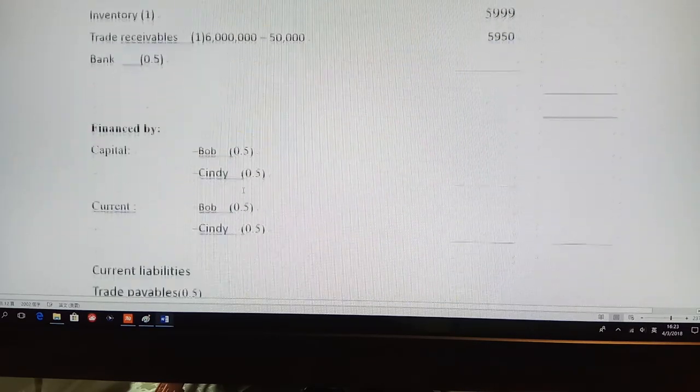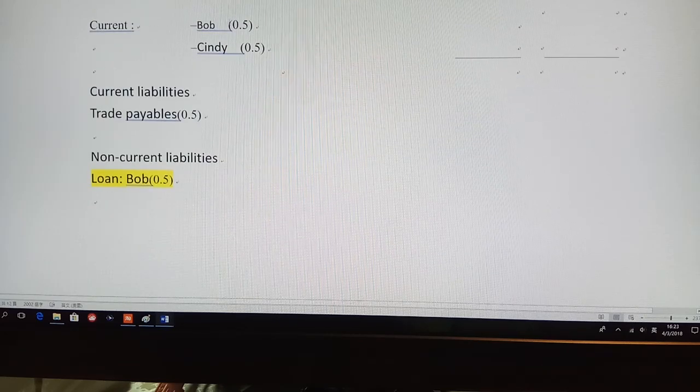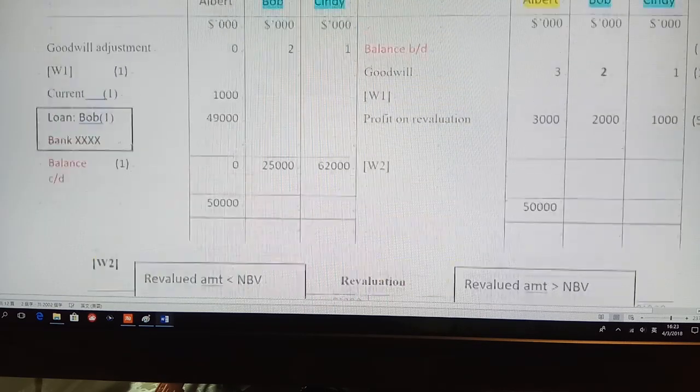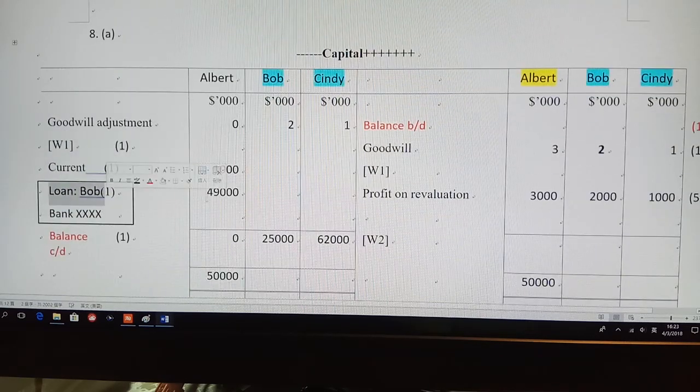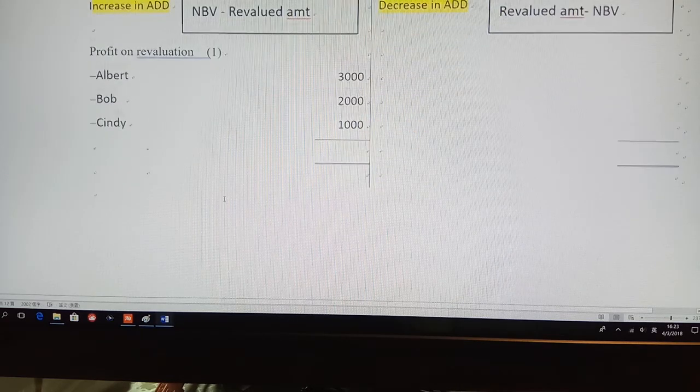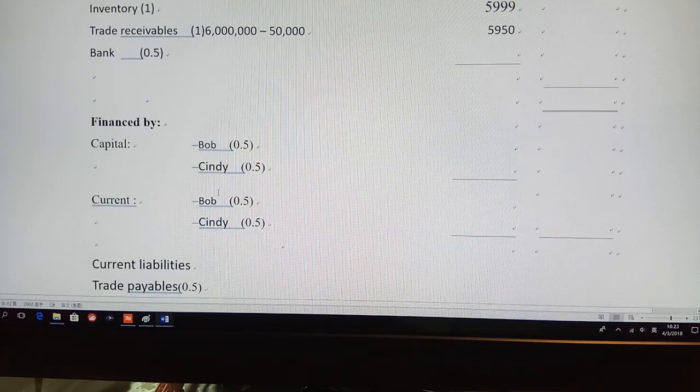For current account, copy the original current account before Albert has left, and no change for trade receivables, and there happened to be a loan from Bob. Write the balance here. Right here you copy the figure, loan from Bob, 49,000. Look at this. That's the end of this question.